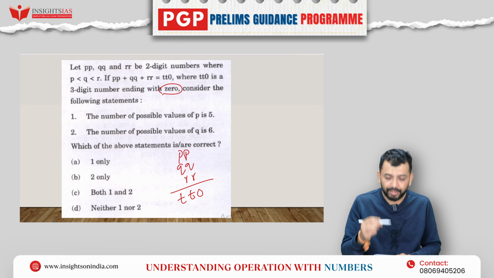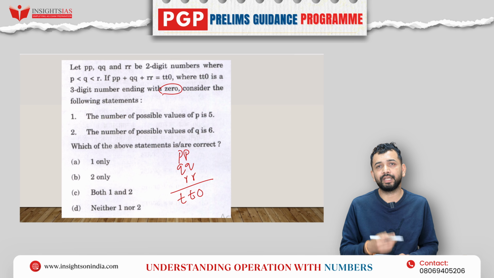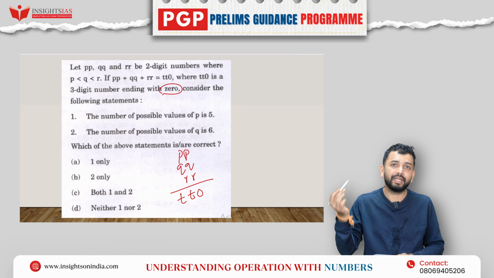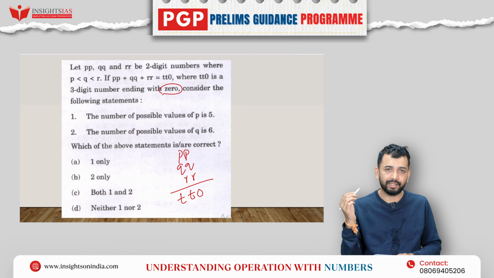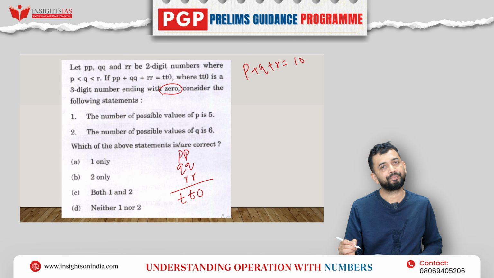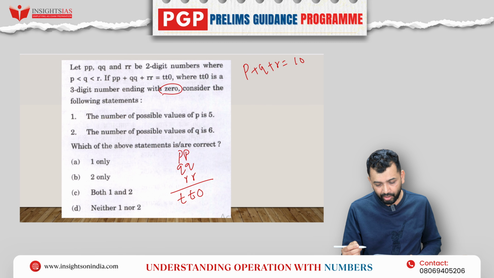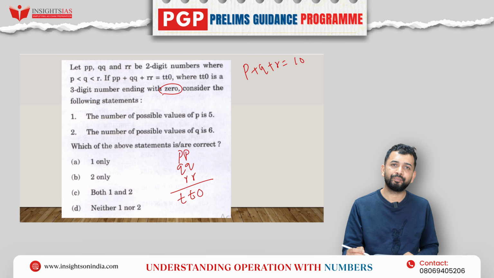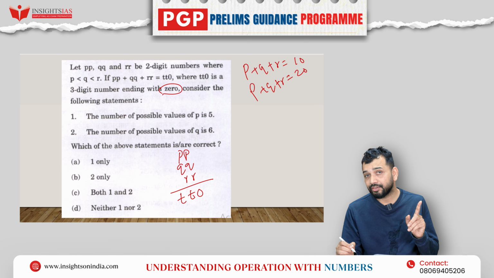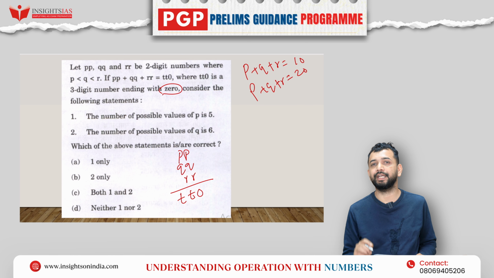So if none of the numbers is 0, then think logically: if it can end with 0, that means it can be 10. That means P plus Q plus R can be 10. This is one possibility. Or it can be 20 also. P plus Q plus R will be 20 also. However, what is not a possibility? It cannot be 30. Why?